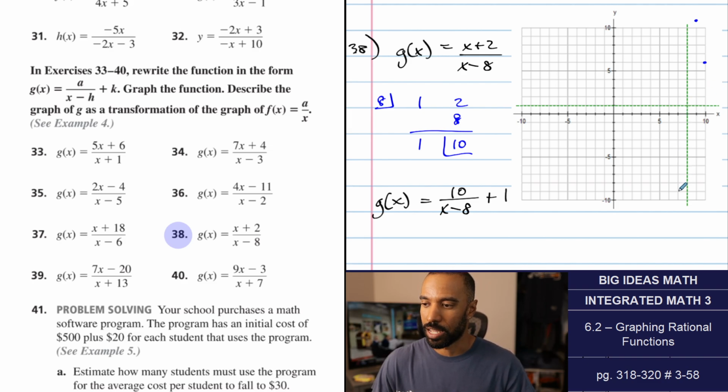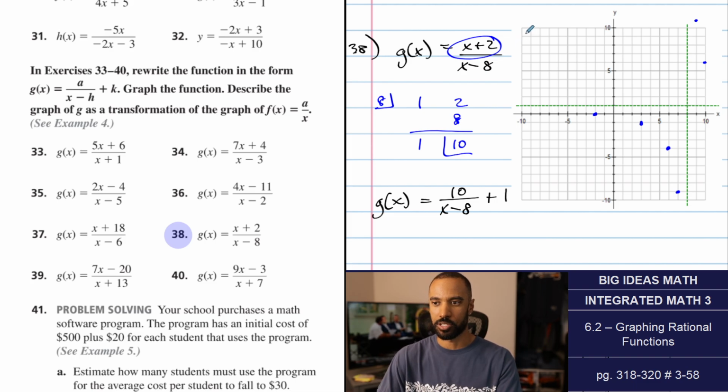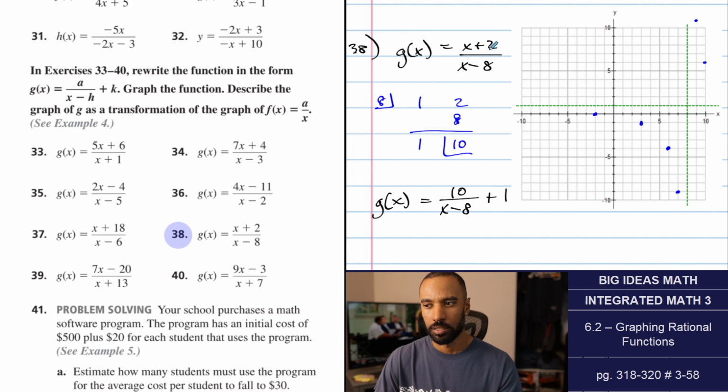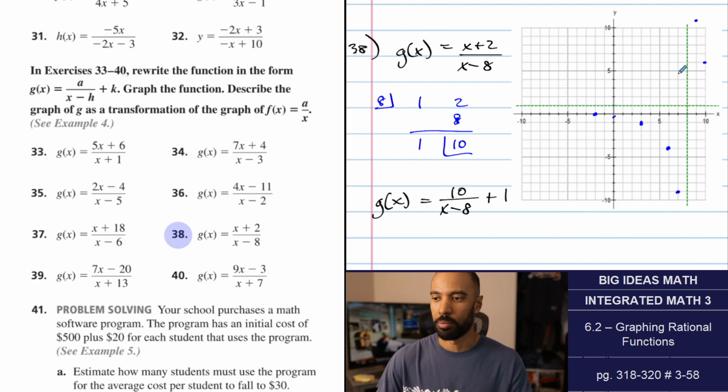10 over negative 1 is negative 10. So 10 down from 1 is negative 9. 10 over negative 2 is negative 5. Down from there is negative 4. 10 over negative 5 is negative 2. 10 over negative 10 is negative 1, and that is the x-intercept. That makes sense. x plus 2 equals 0, x is negative 2. The y-intercept is negative 1. Wait, oh, it's negative 1/4. So negative 1/4 down from here. So that's the y-intercept, if you want to plot that.